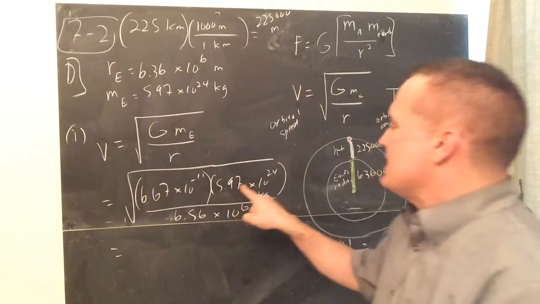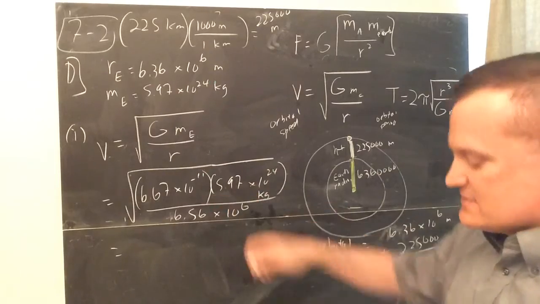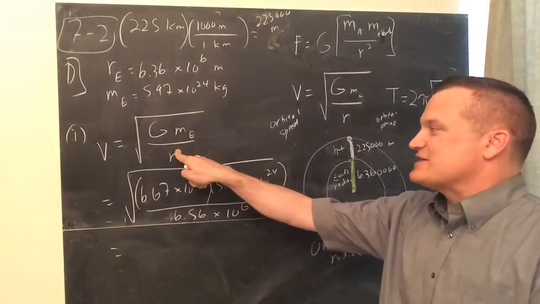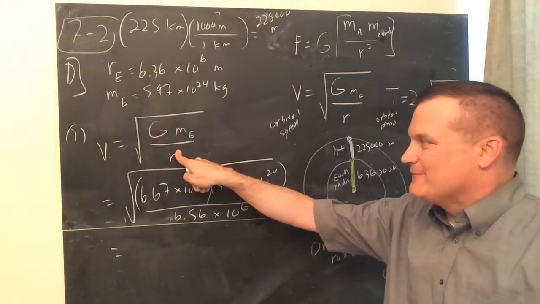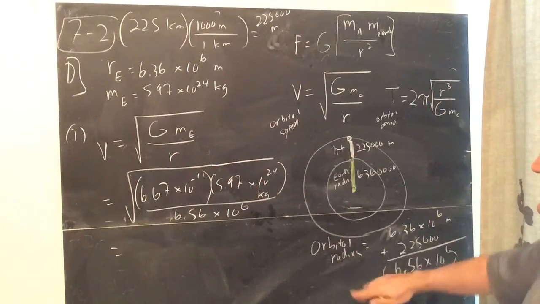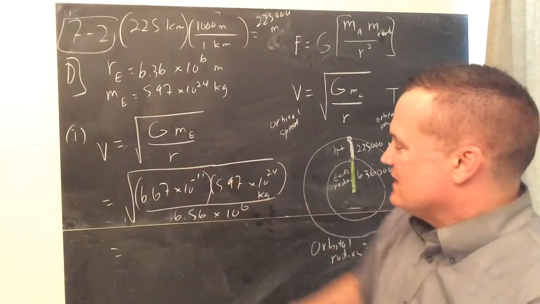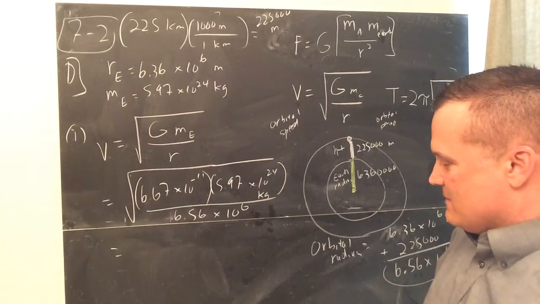And now, this times this, divide by that, get the square root, and that will give it to you. So this is actually a shortcut for the problem. We had to go through that long process of finding the orbital radius. Okay?